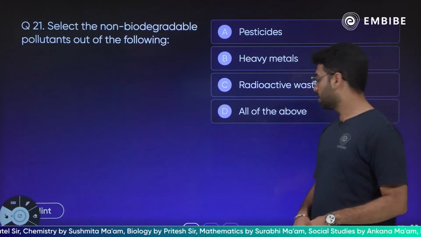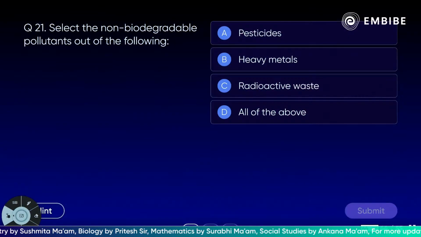Then, question number 21. Select the non-biodegradable pollutants out of the following. Which of these is non-biodegradable? It does not decompose in the environment. Pesticide, heavy metal, radioactive, or all of these? Very, very simple. It is from the chapter Our Environment. Very, very easy.